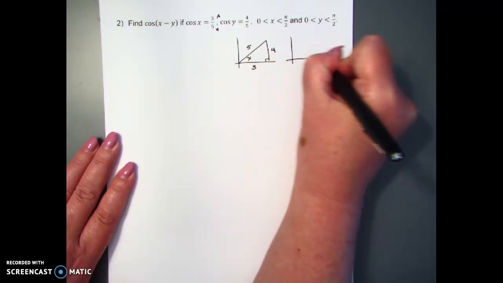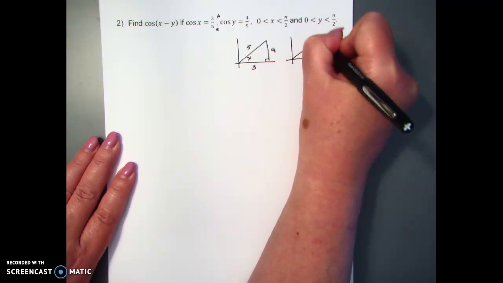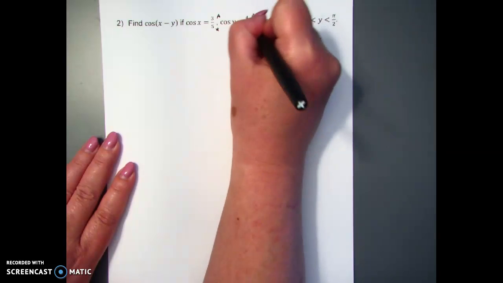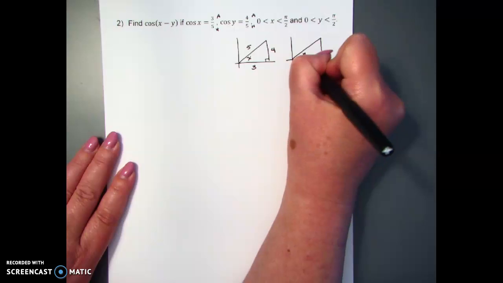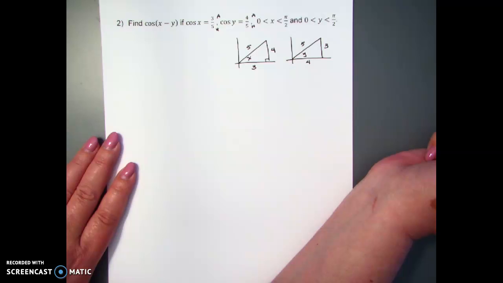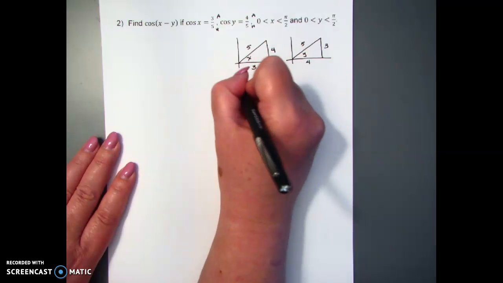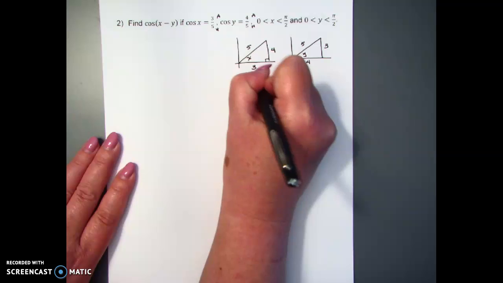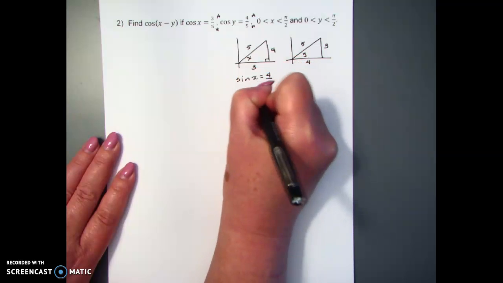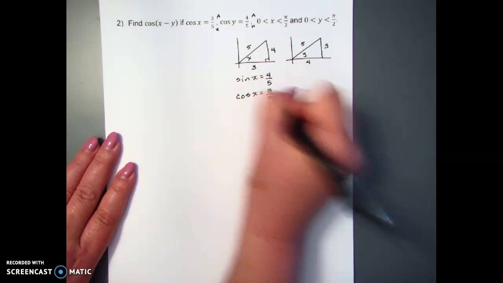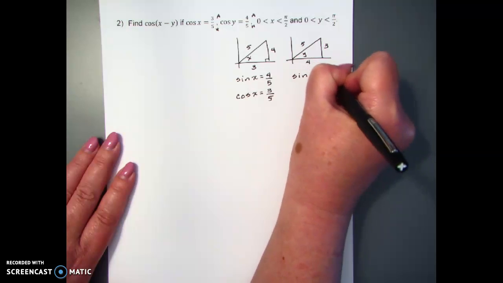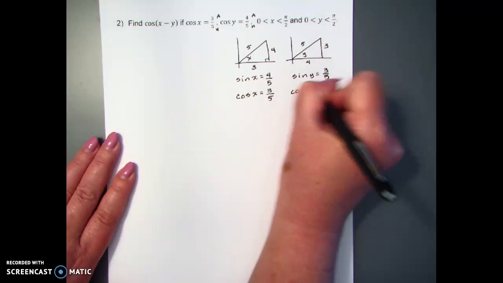And then over here for y, we have cosine again, so this is adjacent over hypotenuse, so my adjacent is 4, my hypotenuse is 5, so that makes my opposite 3. So they're both 3, 4, 5 triangles. So this tells me that the sine of x is equal to 4/5, and the cosine of x is equal to 3/5. And then over here, the sine of y is equal to 3/5, and the cosine of y is equal to 4/5.